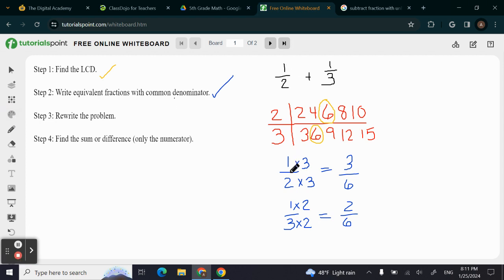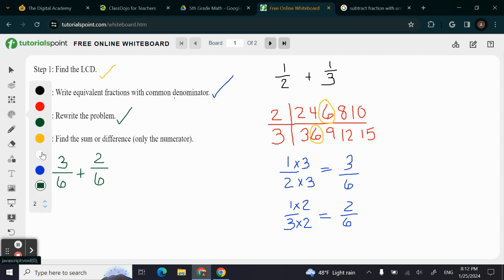Step 3, rewrite the problem. So 1/2 is now 3 over 6. So let's rewrite the problem. 3/6 plus 1/3 is now 2/6. That was 2 over 6. So we rewrote the problem in the same order that it was presented to us in the original problem. So that's off of our to-do list, step 3.